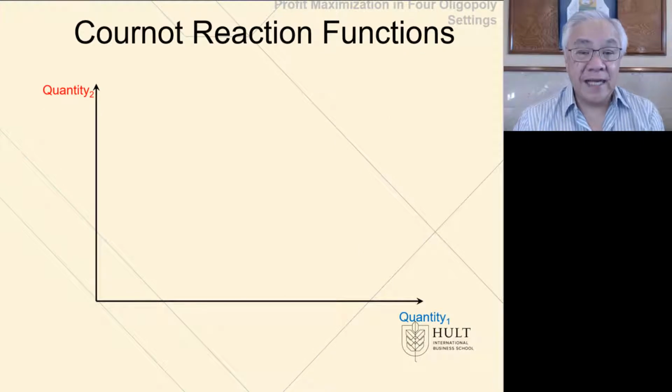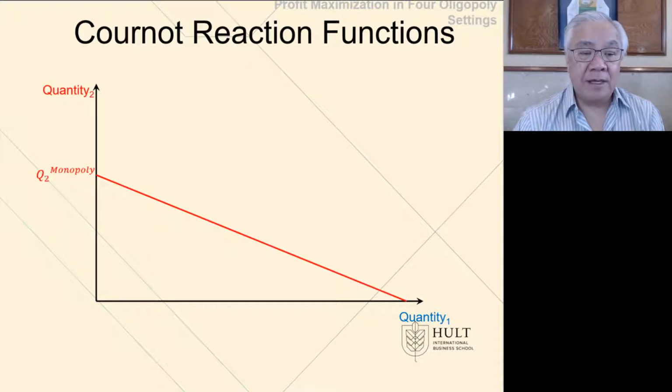All right, let's set the stage for Cournot. First, notice that the axes are different. On the horizontal axis, we have quantity 1 based on the production of firm 1. On the vertical axis, we have quantity 2 based on the actions of firm 2. If there's a monopoly for firm 2, they're going to produce here. And the reason is there's zero quantity for firm 1, and firm 2 grabs all the quantity here.